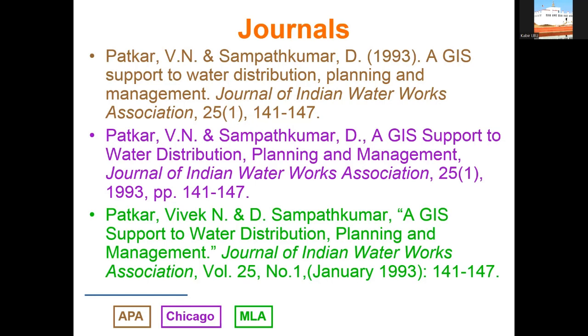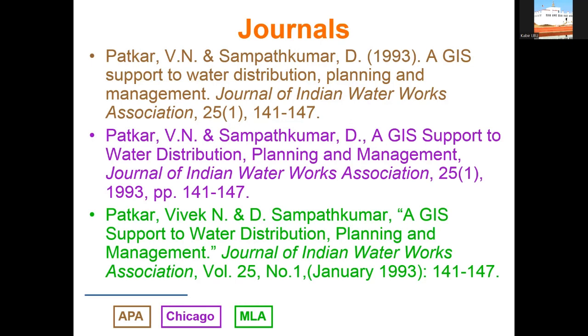The name of the journal is in italics, then comma, then the volume number. What is the volume number of the journal? 25. And there are 2 or 3 issues in a year. Then this is the first issue of the 25th volume. Then comma, then you have to put the page number, 141 to 147. This article comes there.